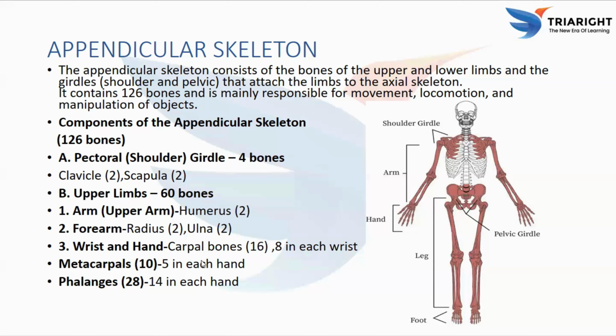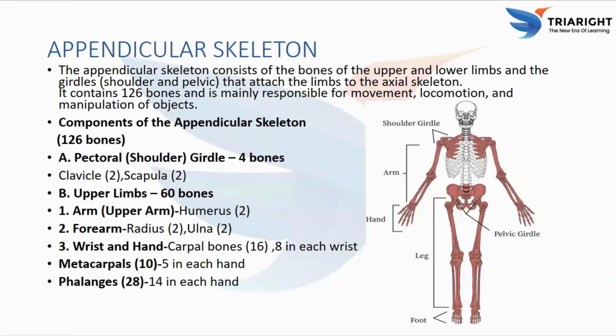Next is the wrist and hand. In total there are 54 bones within the 2 hands. So what are they? Carpal bones, which are 16 bones, 8 in each wrist. These carpal bones are the small bones that form the wrist joint.